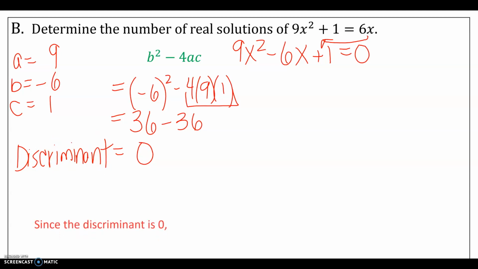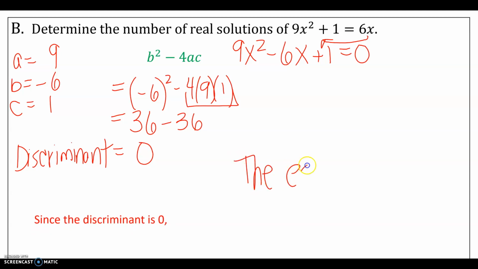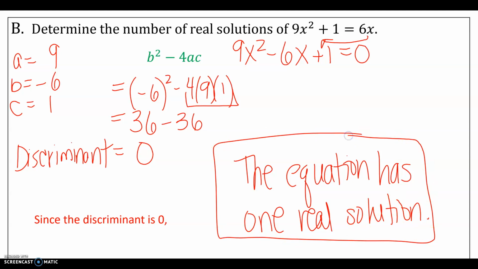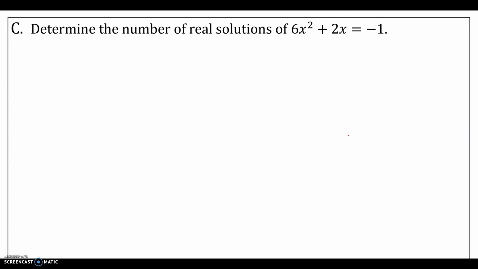Okay, so since the discriminant is 0, if you looked back at your graphs, then the equation has one real solution. So it's only going to touch your x-axis once. Okay? So obviously you can probably guess what the answer is to my third example. It's the one we haven't done yet. So let's look at this one.